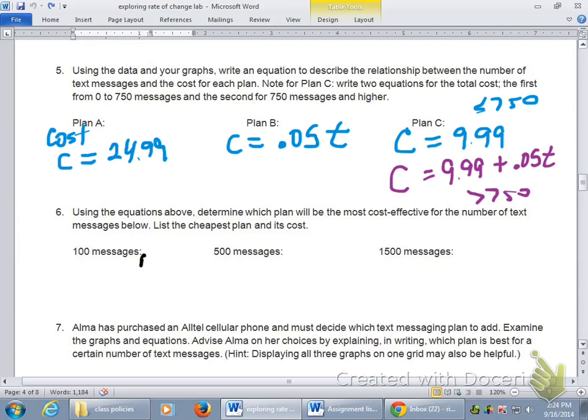Especially important on the second part is what we were doing. We were adding $9.99 plus that 0.05 times the text message. So you can look back on the table on Plan C and see that.